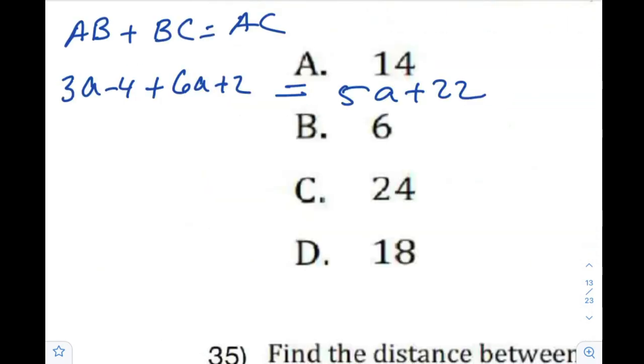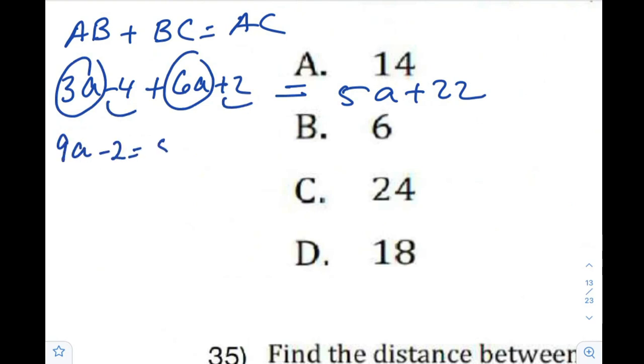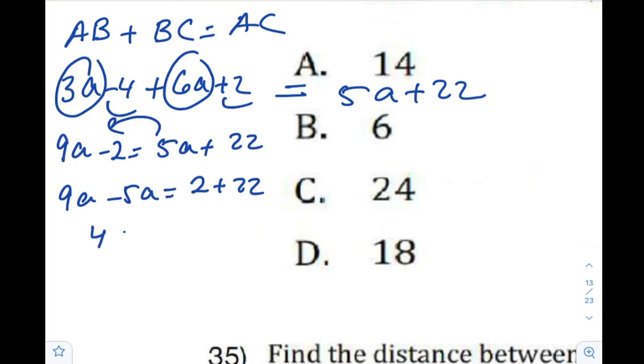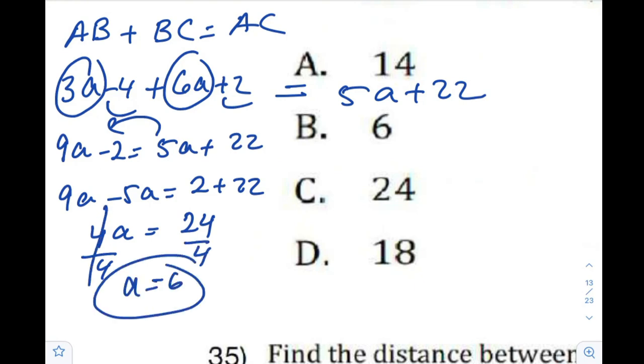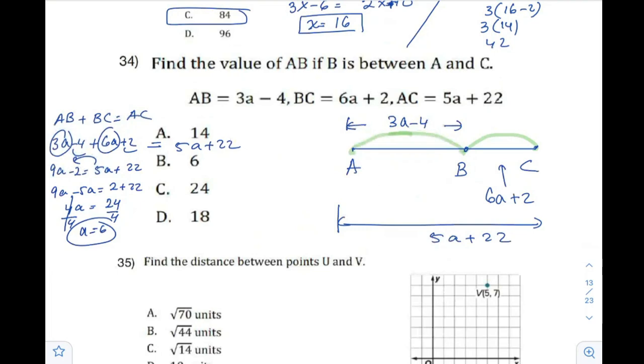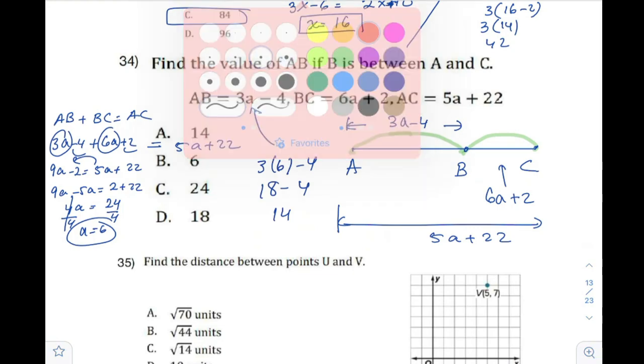Let's combine like terms. 3A plus 6A is 9A, minus 4 plus 2 is equal to 5A plus 22. 9A minus 5A is 2 plus 22, so 4A is 24, A is 6. A is 6, so we need AB. Just replace it here. So 3 times 6 minus 4, meaning 18 minus 4, which is 14. So this is the correct answer.